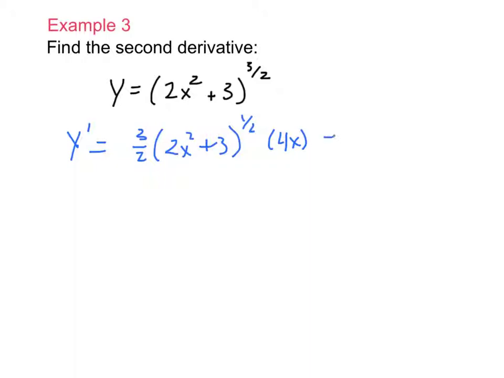And if I clean that up a little bit, I get 3/2 times 4x is 6x times the square root of 2x squared plus 3. That's the first derivative. To get the second derivative, we have to recognize that we have a product here. We have 6x, which we'll call our u, and we have the square root of 2x squared plus 3, which we'll call our v. Okay?